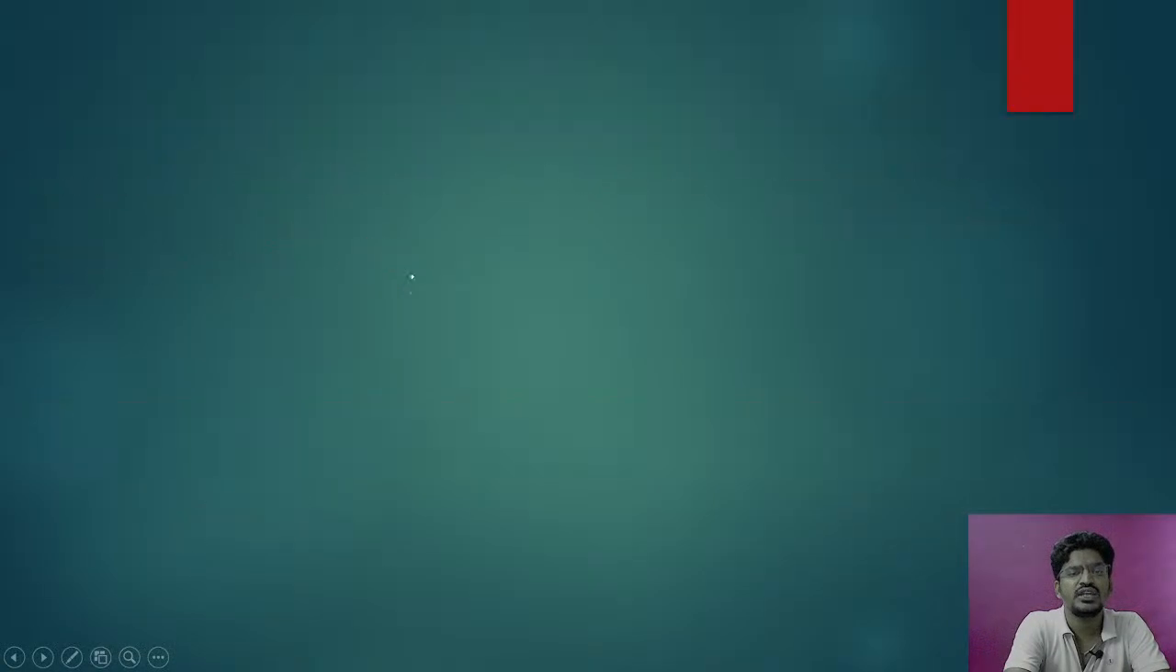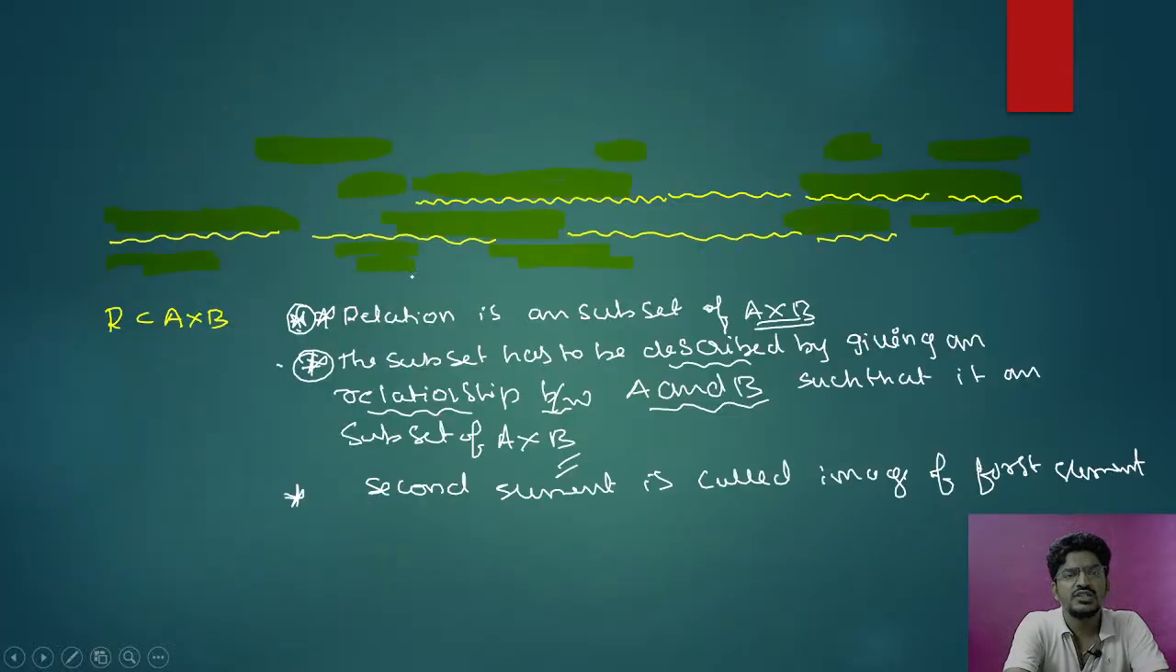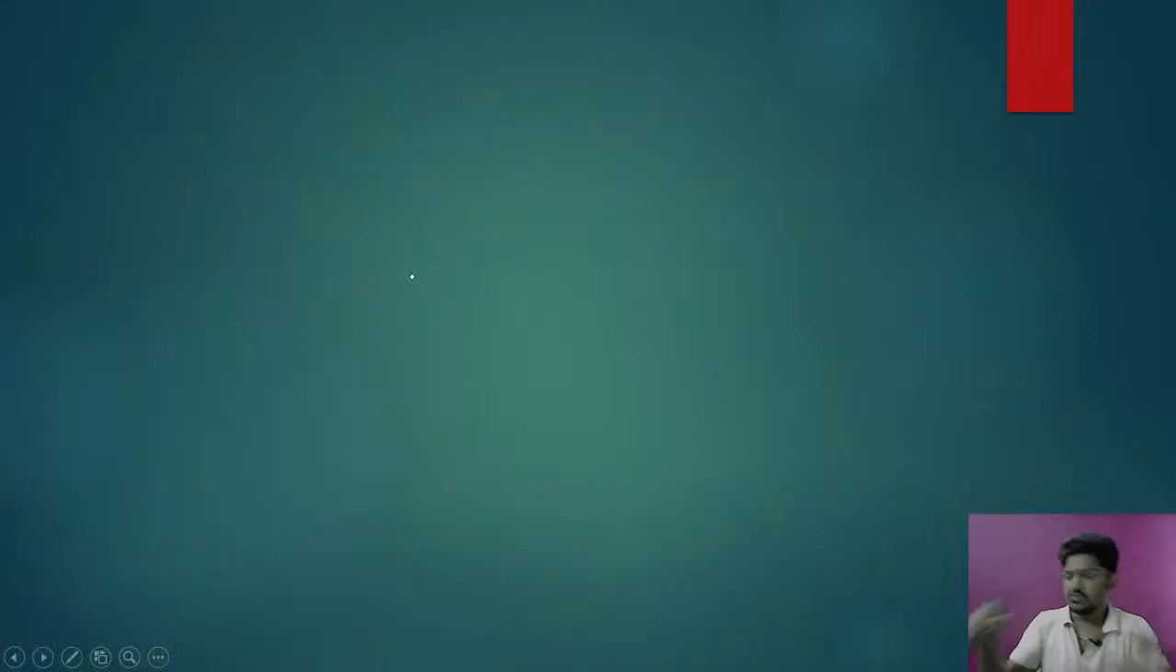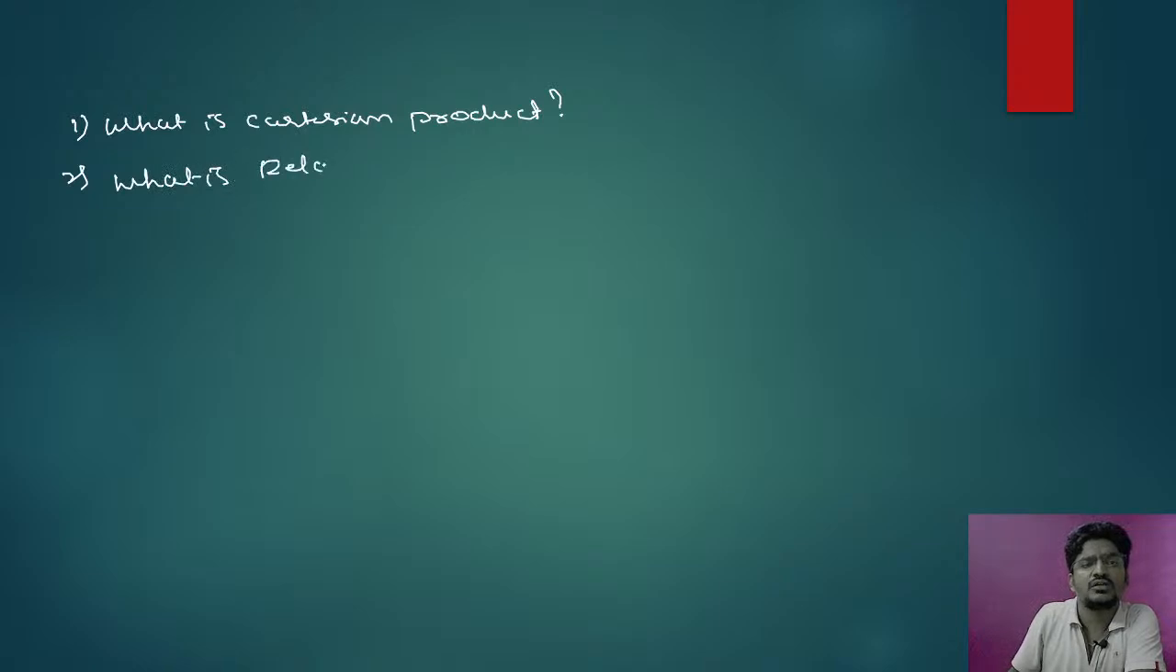Next we shall go for the next concept. Okay. So the concepts which I have taken are all over. Now I will give some questions. Please quickly tell me the answers. First one, what is Cartesian product? Second one, what is relation?